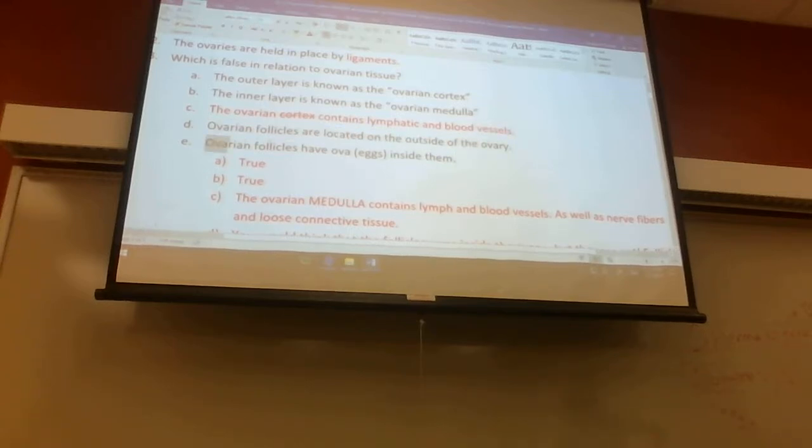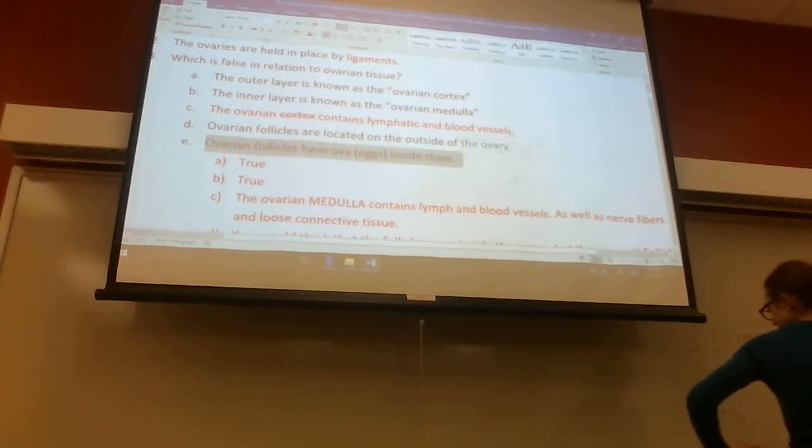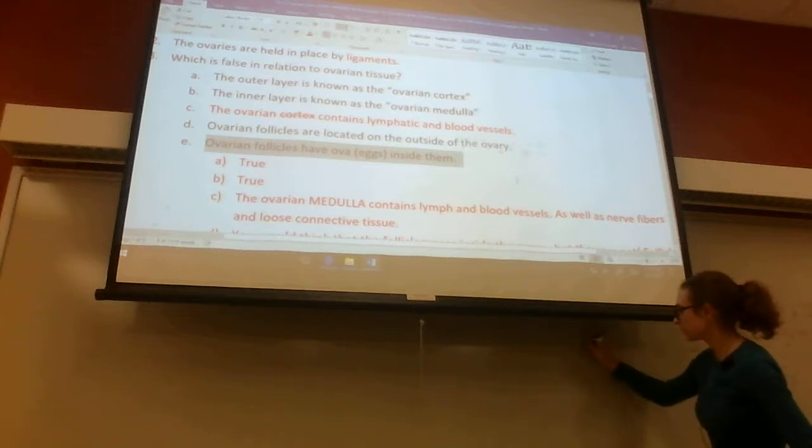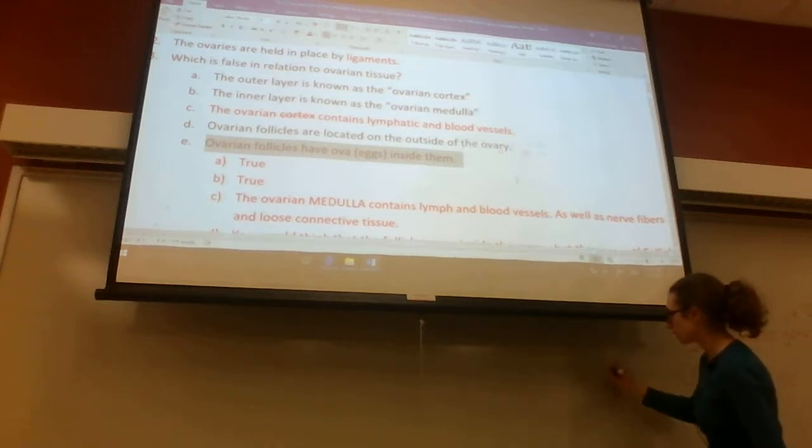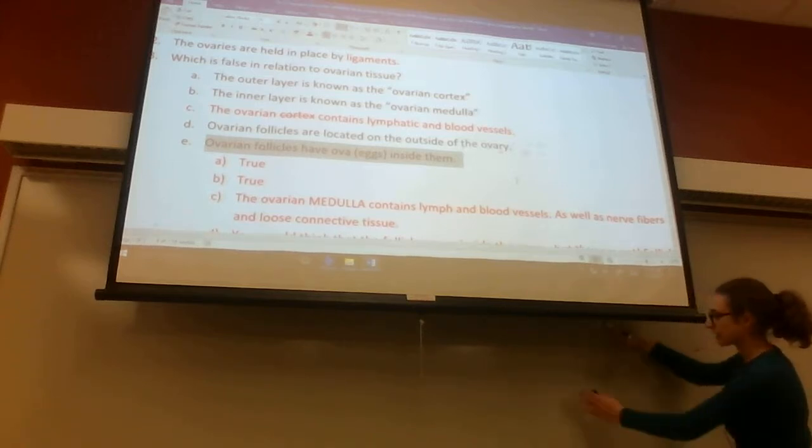And then the ovarian follicles have an ova, also known as an egg, inside of them. And when we go through the menstrual cycle, this will make more sense. This whole thing is a follicle, okay?